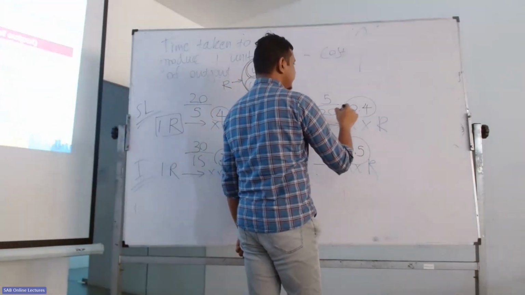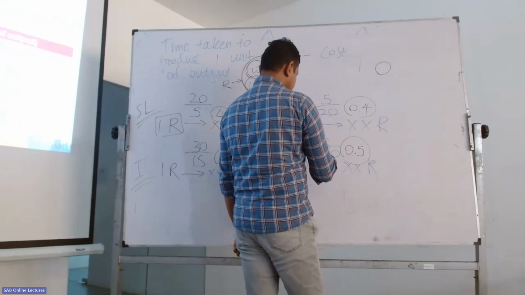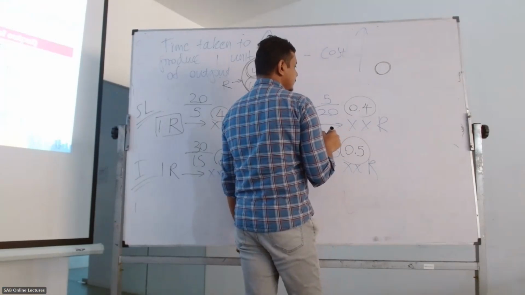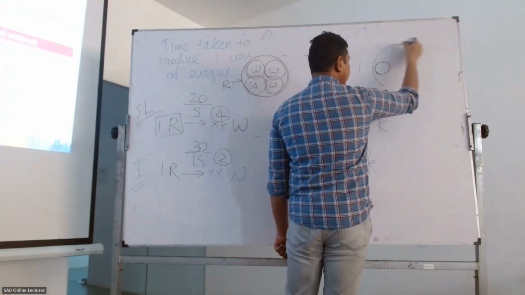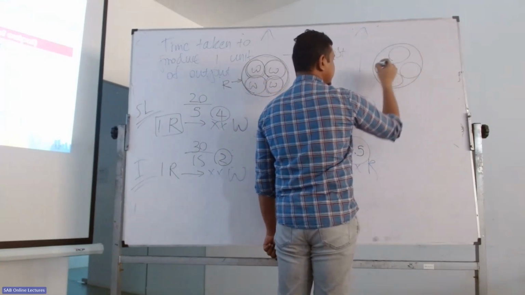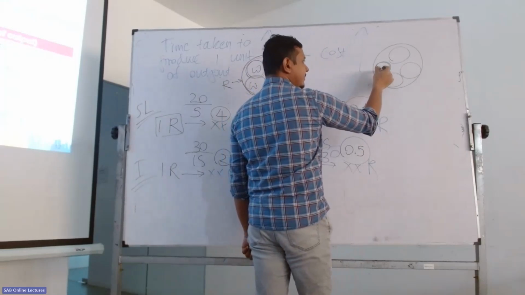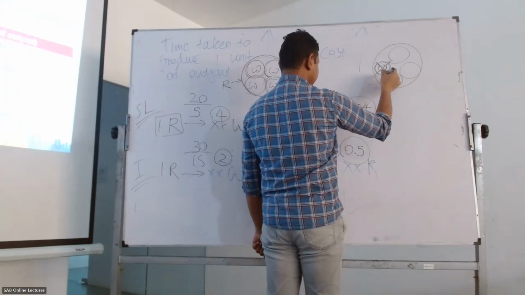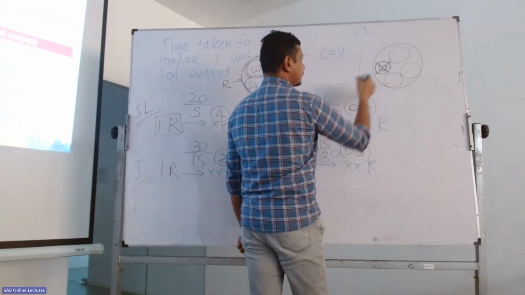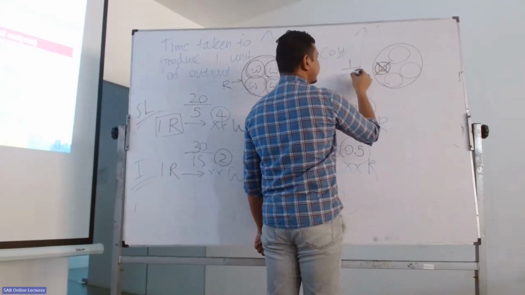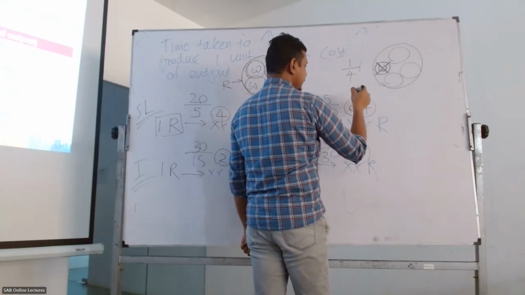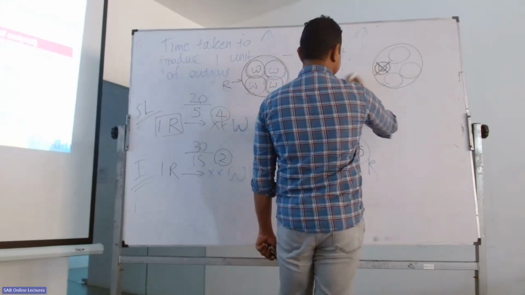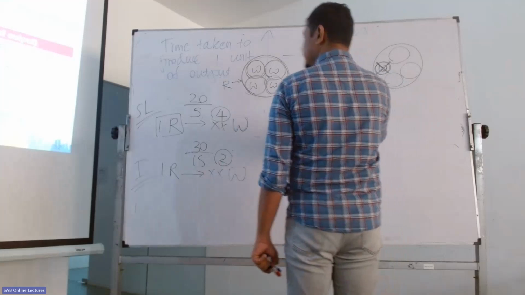Here, to produce 1 wheat, it takes 5 minutes. To produce 1 radio, it takes 20 minutes. So to produce 1 wheat, how much do they have to sacrifice? It requires only 1/4 of a radio. This is about wheat, right?